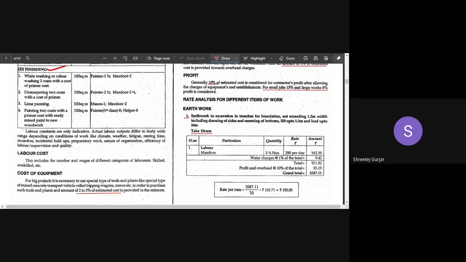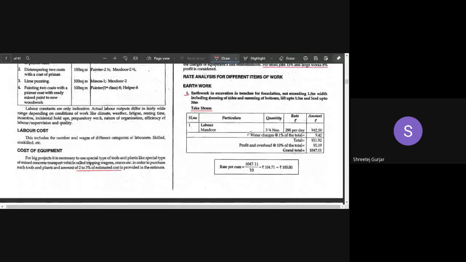You have to make sure that our answer is nearby whatever answer they are expecting. It will not always be exactly what they expect. They will have some evaluation scheme and a particular answer of rate per cubic meter in hand, but your answer will vary. It will not be the same.